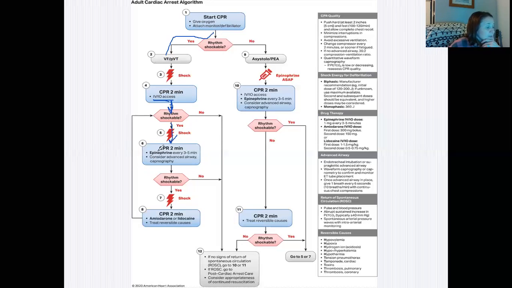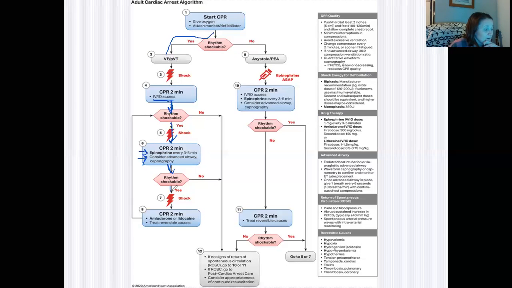Next thing, next 2 minutes, everything's in 2-minute chunks. So the next 2 minutes, we're going to go ahead and administer our epinephrine and consider an advanced airway and capnography. So advanced airway, meaning an ET tube that would be placed by a physician. A lot of hospitals have a respiratory therapist that do them. Nurses can do it if they are trained to do it, but typically most hospitals, it's going to be the physician or the respiratory therapist. And then we're going to go on through our algorithm here.